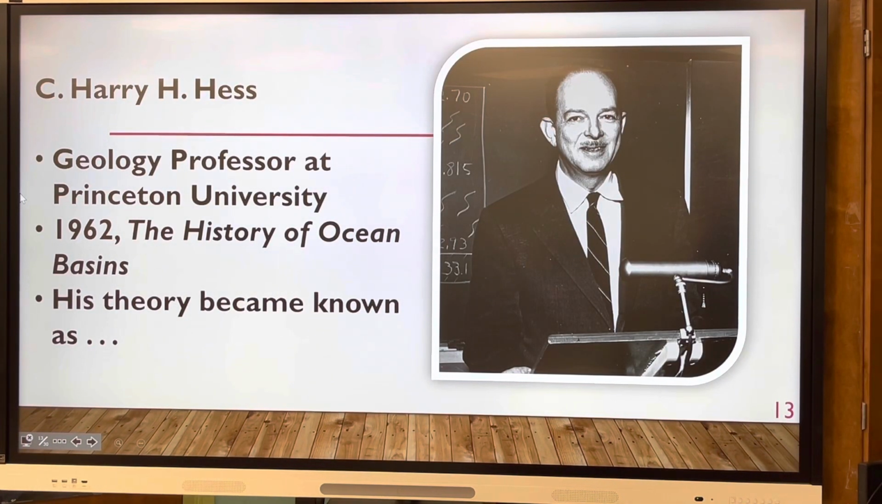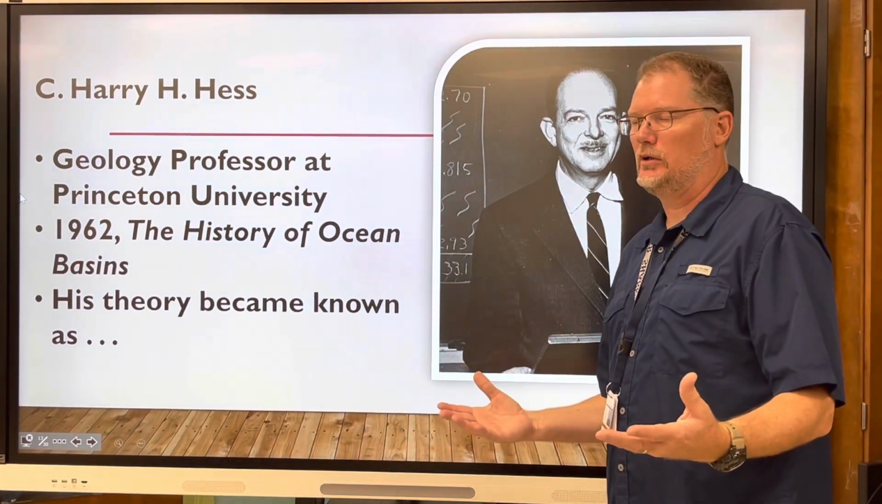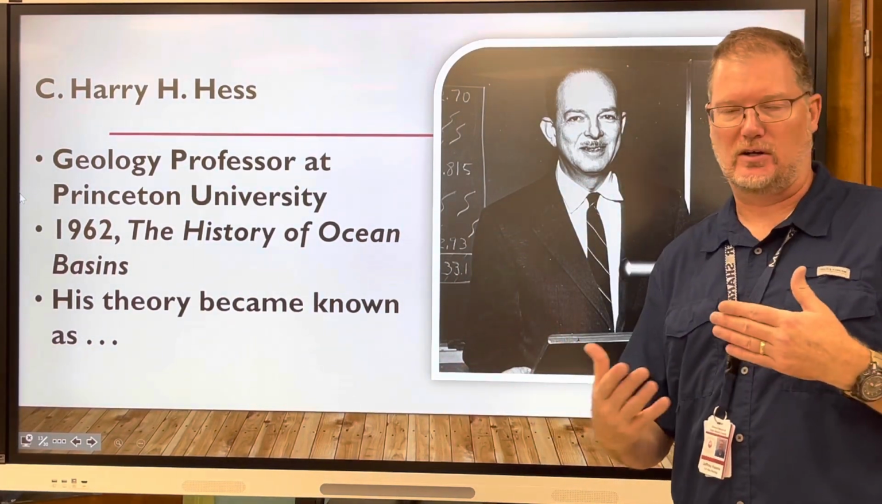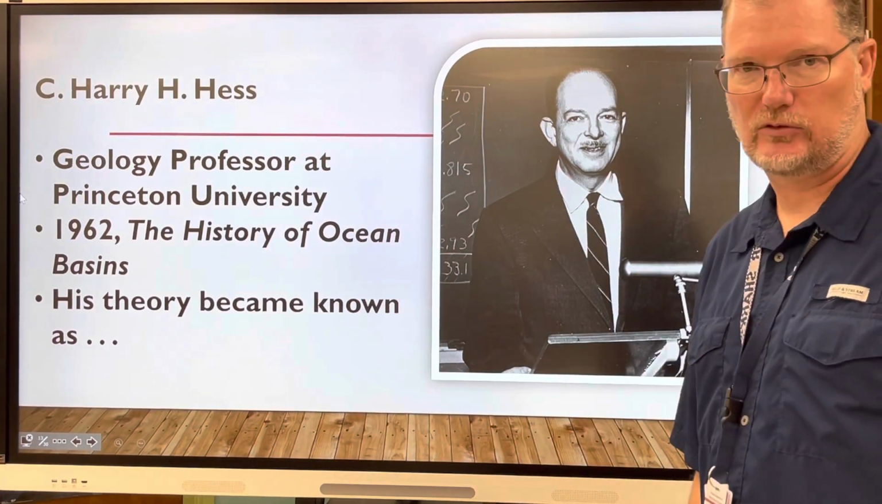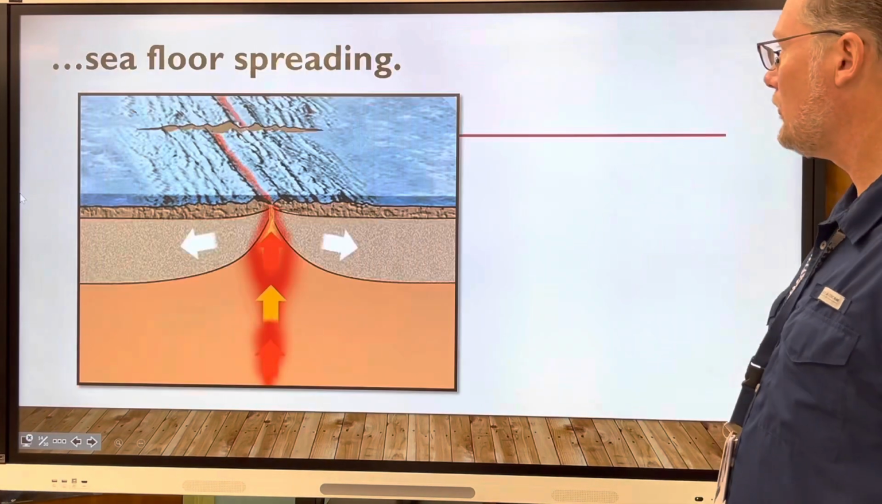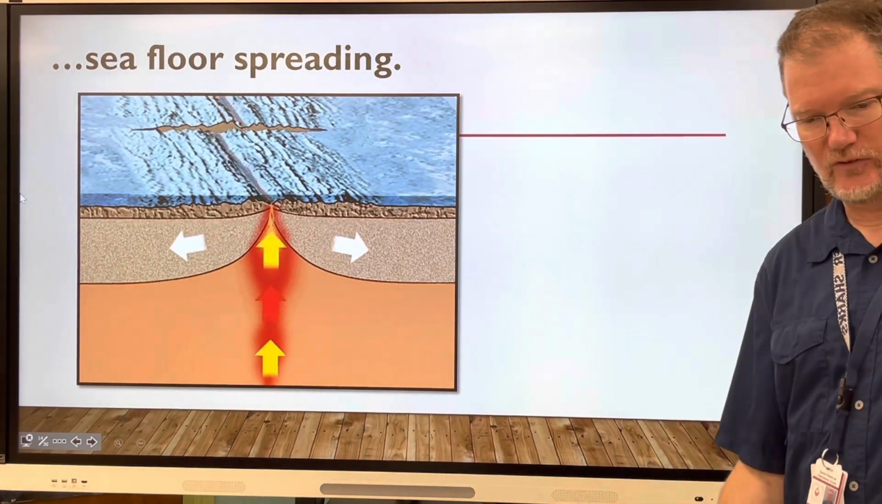All right, Harry H. Hess, the 3H guy. Slide 13. He's a professor at Princeton University, 1962. He wrote a book, The History of Ocean Basins. And his theory, of course, because he probably read and studied Alfred Wegener's stuff, like other geology professors at the time and today do, was seafloor spreading. So he came up with seafloor spreading.